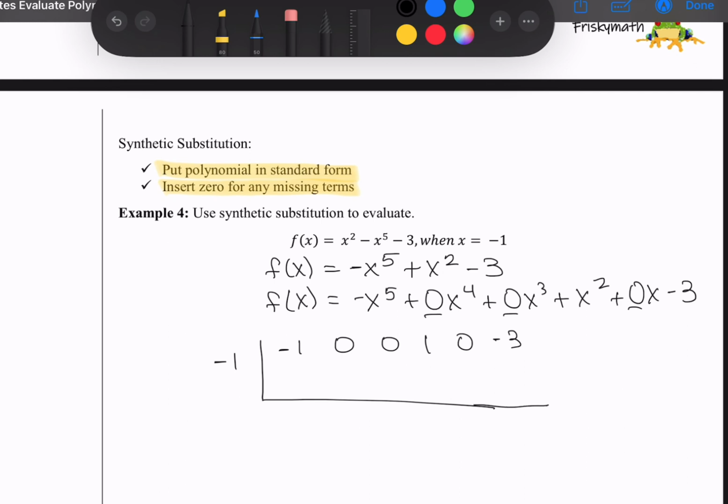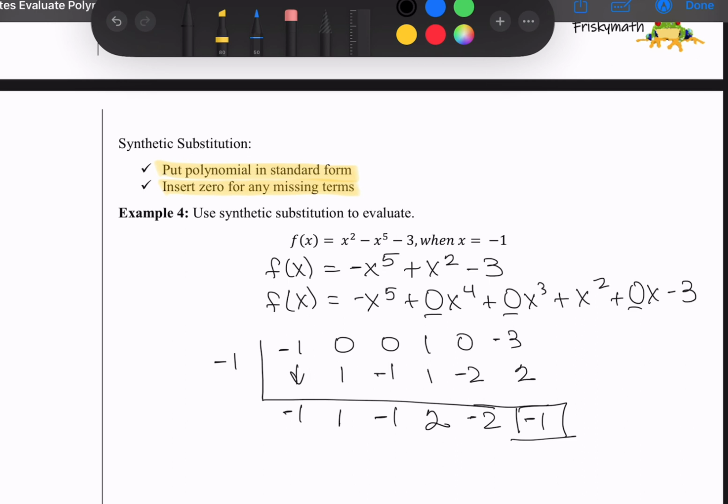Okay, time to do the procedure. You bring down a -1. -1 times -1 is +1. Add. So that gives you a 1. 1 times -1 is -1. 0 plus -1 is -1. -1 times -1 is 1. Add. 2. 2 times -1 is -2. Add. -2. -2 times -1 is going to give us +2, and we end up with a -1.